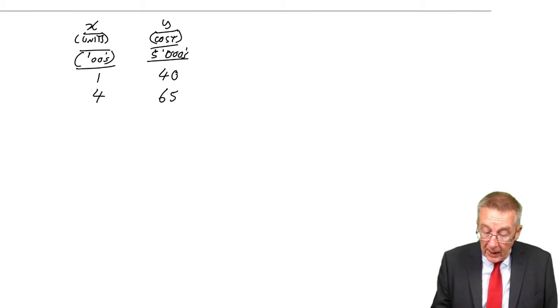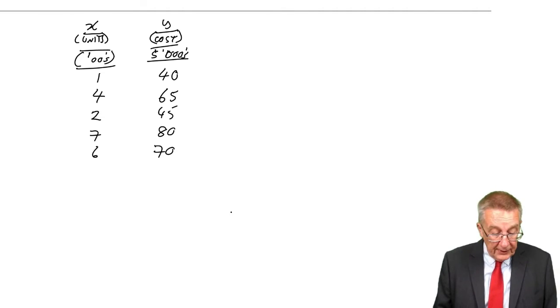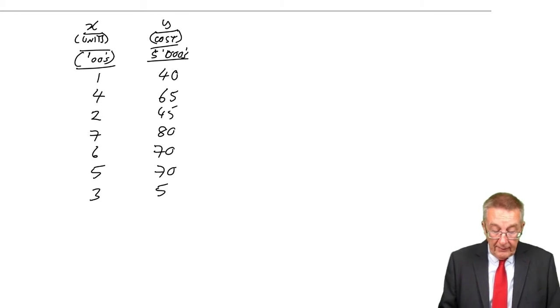But let's carry on. March, 245,000. April, 780,000. May, 670,000, 570,000, 350,000.